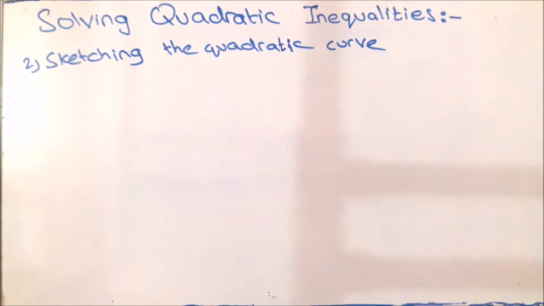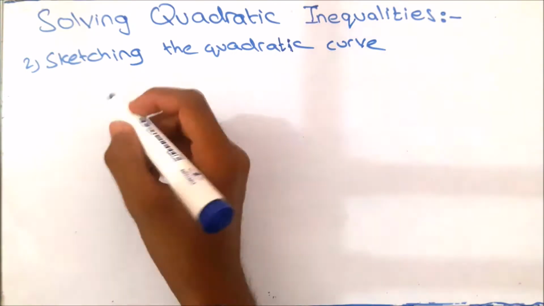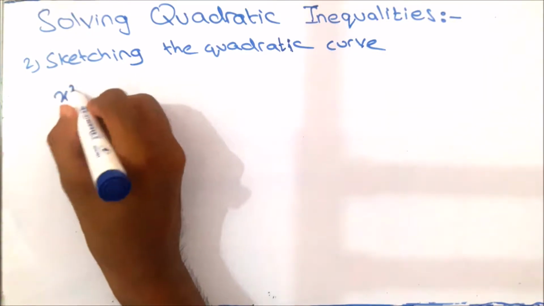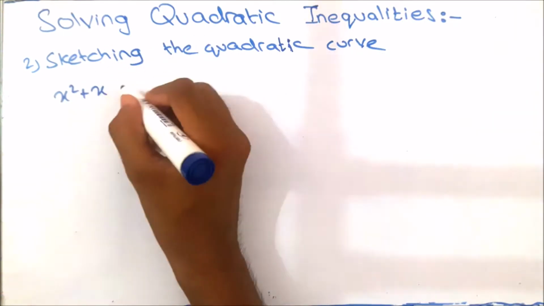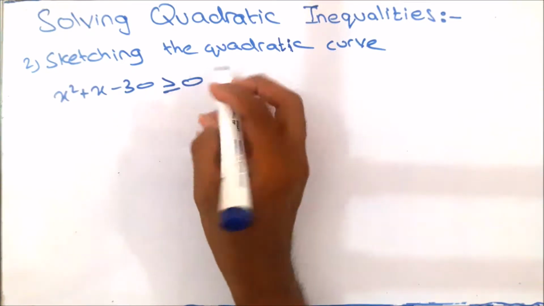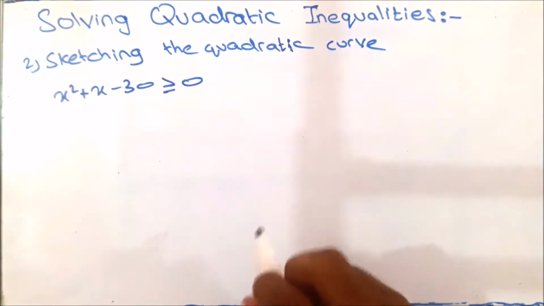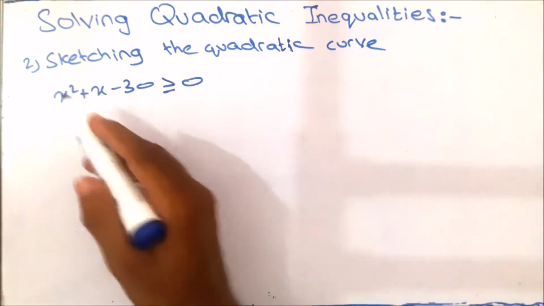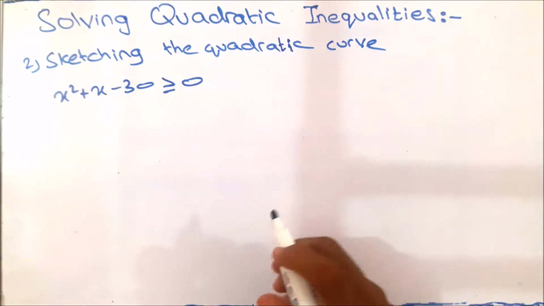Alright, in this video I'm going to teach how to solve quadratic inequalities by sketching the quadratic curve. Okay, so let's have an inequality that we have to solve. Let's take x squared plus x minus 30 is greater than or equal to 0. Before I start off, I assume that you know how to graph quadratic inequalities because this involves the sketching of the curve and that will help you a lot.